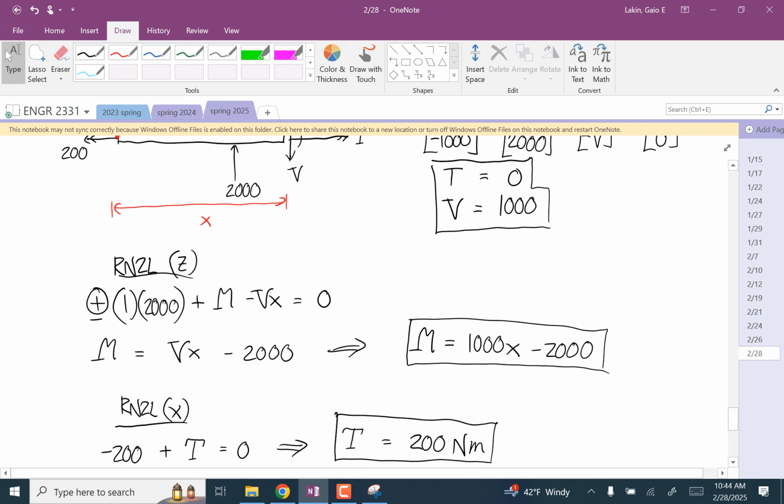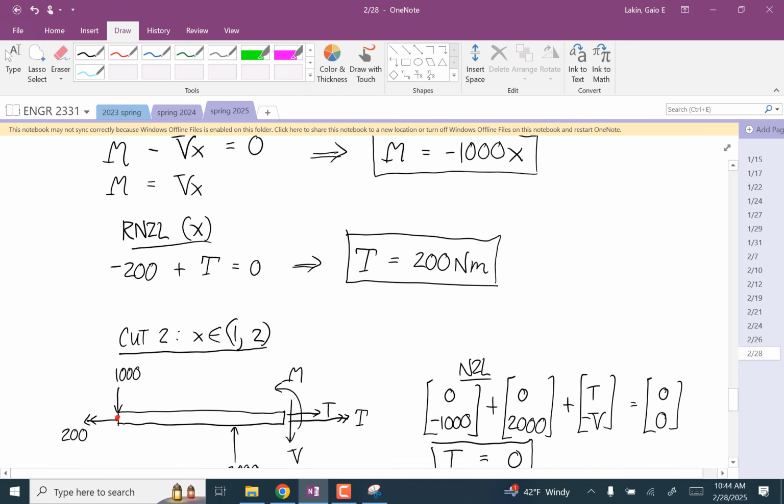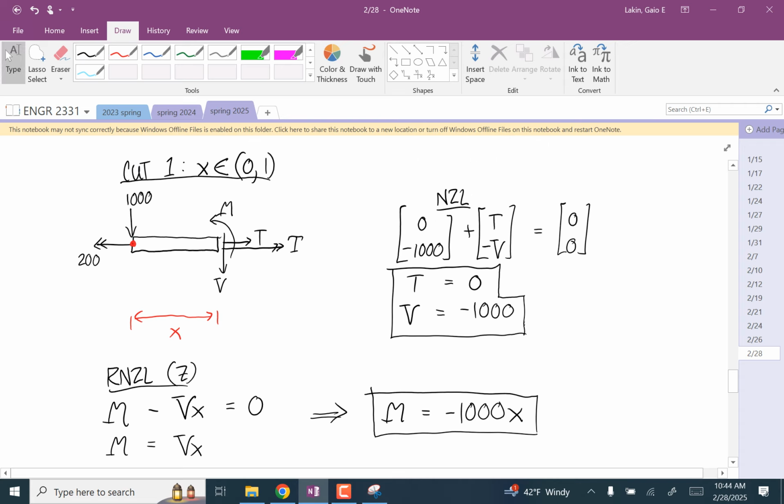So on the second cut, dM/dx is equal to 1,000. That's what V is, so that works out. V is a constant, so negative dV/dx is 0, and we haven't had any distributed loads yet, so the distributed load function is 0, so that works out. If we go to the first cut, dM/dx is equal to negative 1,000, so that's equal to V. Negative dV/dx is 0. There's no distributed load function, so that works out.